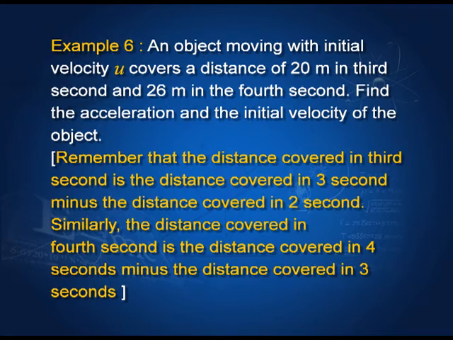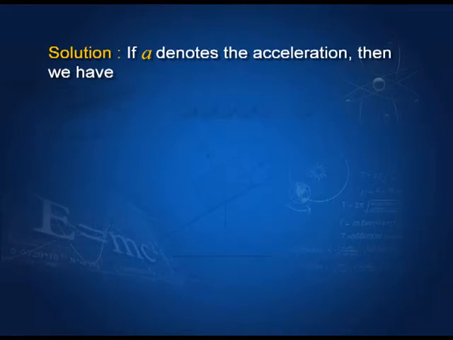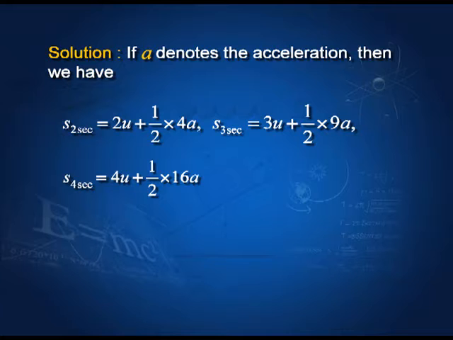Once again, let me remind you that the distance covered in third second is the distance covered in 3 seconds minus the distance covered in 2 seconds. Similarly, the distance covered in fourth second is the distance covered in 4 seconds minus the distance covered in 3 seconds. So, we write the appropriate equations. If a denotes the acceleration, then the distance covered in 2 seconds is 2 u plus half into 4 a, and the distance covered in 3 seconds is 3 u plus half into 9 a, and distance covered in 4 seconds is 4 u plus half into 16 a.